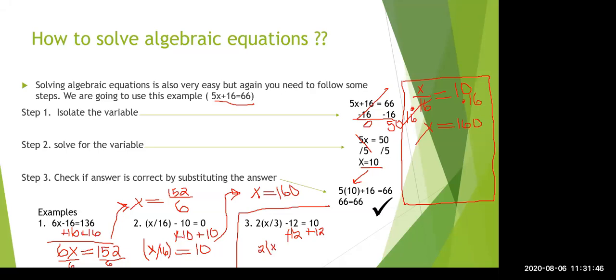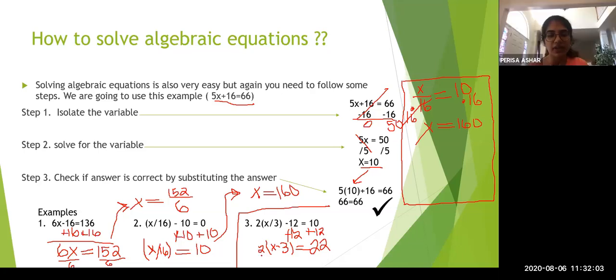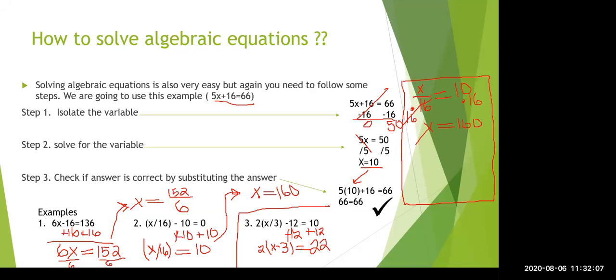So first, we isolate the variable by trying to take away the constant. So we took away the constant by adding 12 to both sides. So then you have 2 parentheses x minus 3 equals 22. X divided by 3. It's x divided by 3. Oh, sorry, yeah, x divided by 3. My bad. X divided by 3.